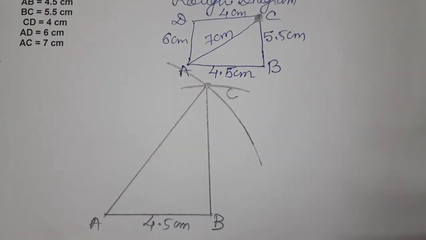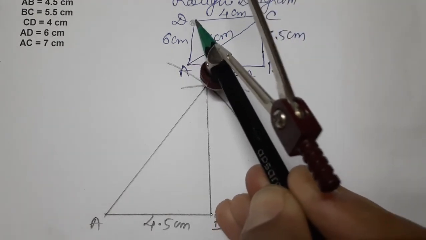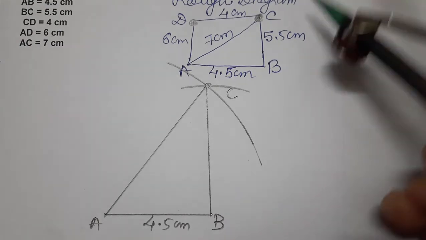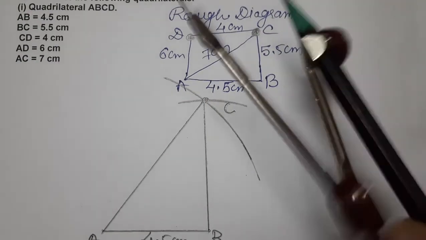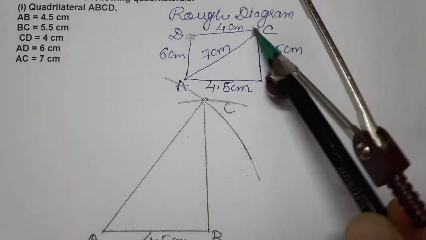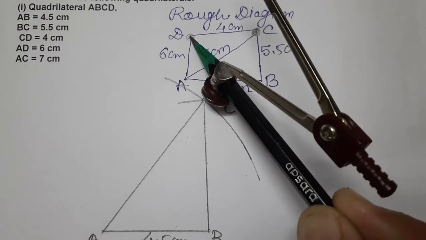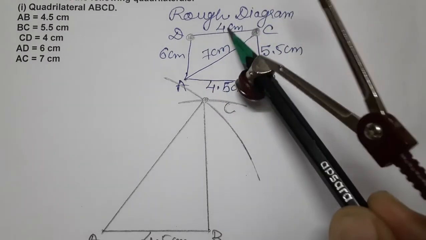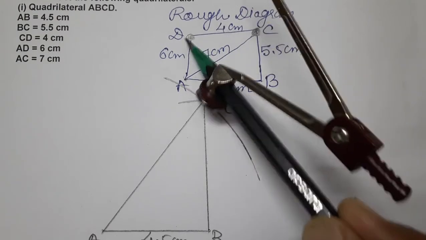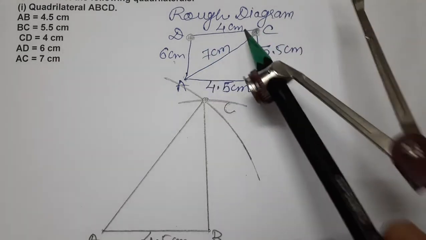After this, our next point is D. We have to make this point D. So how will we work, children? See here, we will go from C to D. First we will draw C to D and then A to D, so that we get the point D. First of all, make the arc measurement CD 4 centimeter, and second, A to D 6 centimeter. So children, let's make C to D first, 4 centimeter.